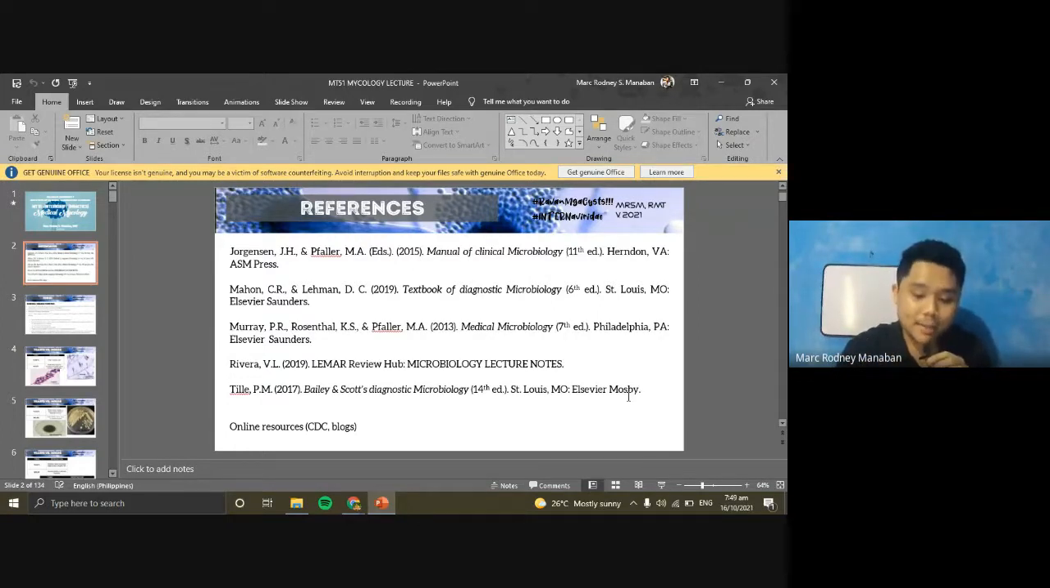Next is Murray's Medical Microbiology. It's a really good book. If you want to read more, Murray's Myco and Viro are nice. It's the first one I recommend for Myco and also Viro. Murray is a really nice book for micro. And then, of course, Bailey and Scott's.